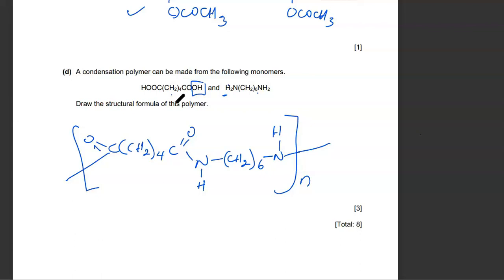So you can see here they are representing it with shapes. So basically the focus is, when you can show the link, you're fine. Okay. So if they put shape there, you draw the shape. If they put carbon chain, you put the carbon chain.